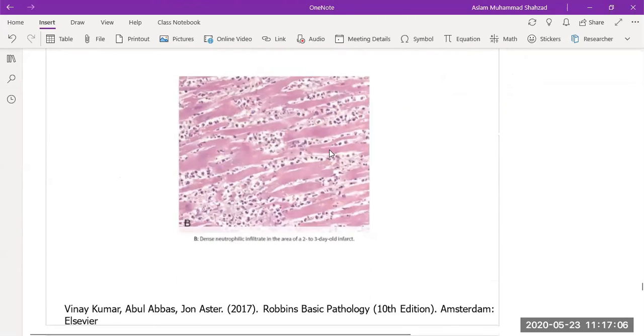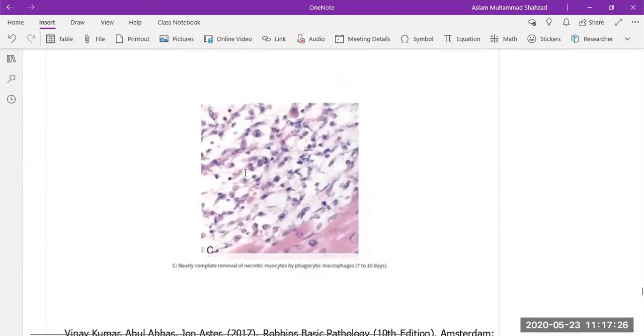This is another picture, and this is actually more old, 2 to 3 days old in part, where you can see now not only the wavy fibers, but we also have the presence of the neutrophils. So neutrophil infiltration is also found, and then you can see the gap between the wavy fibers becomes more and more because of the presence of more coagulation necrosis. This is actually 7 to 10 days, where now you can see that the wavy fiber almost disappeared because it is replaced by the coagulative necrosis and the presence of the neutrophils, and phagocytosis has already started.